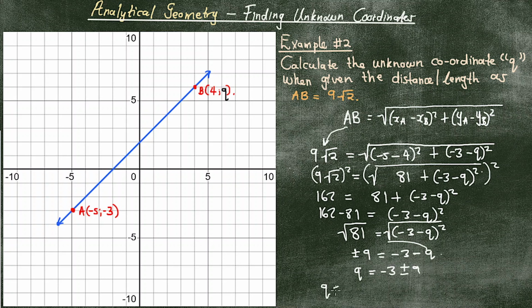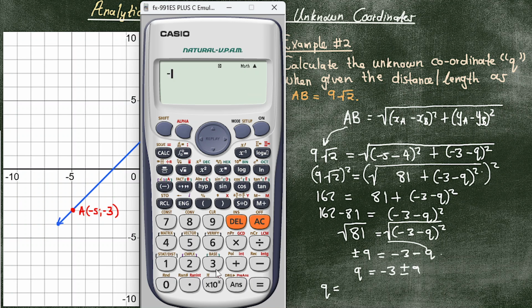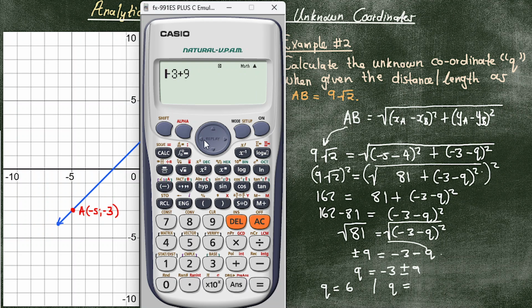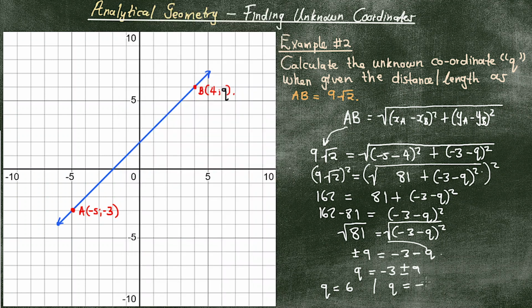Then the first Q is going to be negative 3 plus 9. I'm getting 6. And then the other Q, let me just get the answer for it, is going to be negative 12. So the correct answer is Q equal to 6, because we can see that the point B is in the first quadrant and should be positive, and the other Q is negative, so this is out of the picture. So this is a case where you have to use the distance formula to get an unknown coordinate.